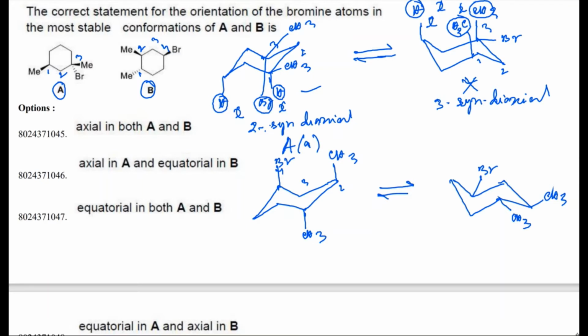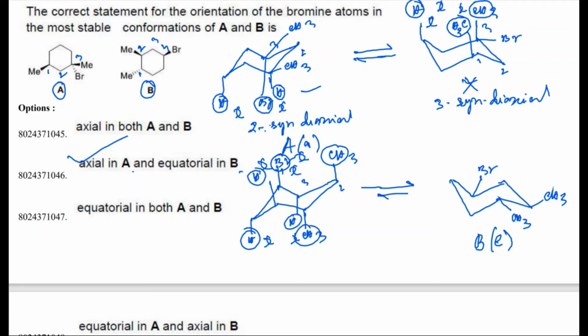So you can see that here more 1,3 syn diaxial interactions will operate, total 5 1,3 syn diaxial interactions will operate, and due to this the equilibrium will shift towards right, and in compound B the bromine will be equatorial. So the Br will be axial in A and equatorial in B. So this answer is correct. If you have any doubt regarding this video, please let me know in the comment box.